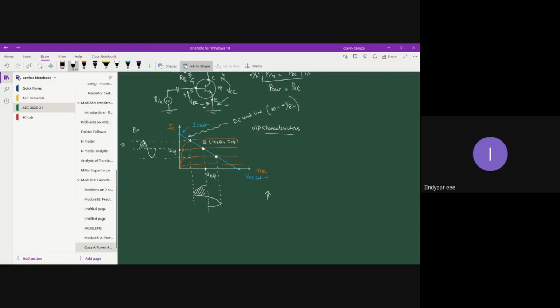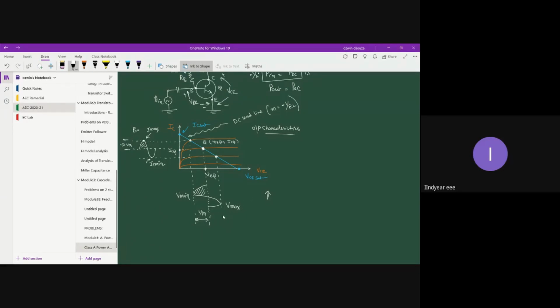Let us also mark a few important values of these waveforms. So this is the maximum value, and this is the minimum value. Similarly, this is the maximum value of the output voltage, and this is the minimum value of the output voltage. All right, and this is called VM. So this is the VM distance. Similarly, this is also VM.